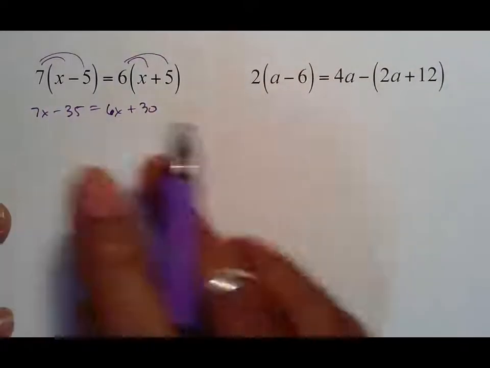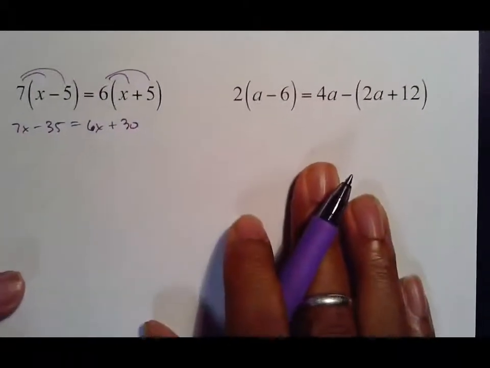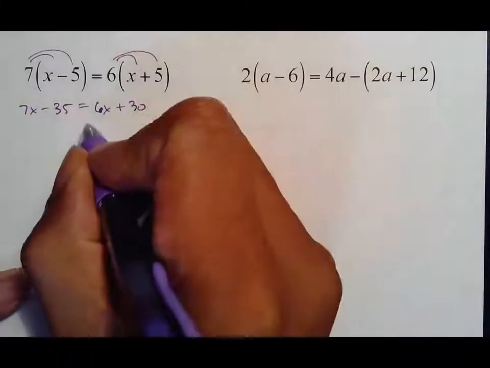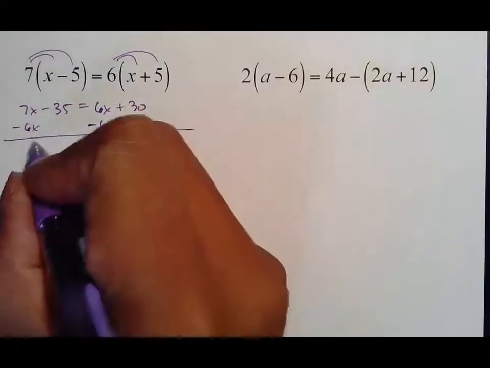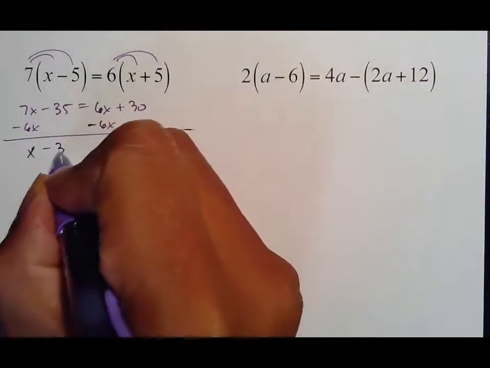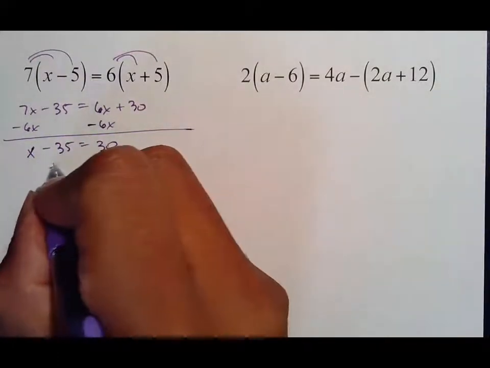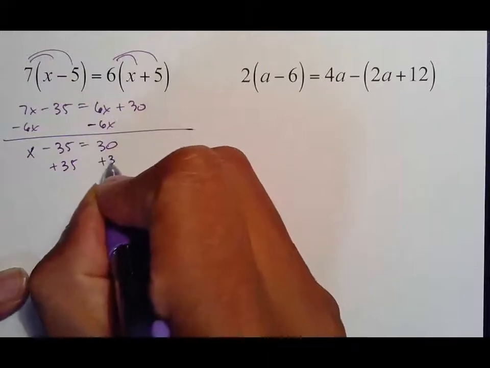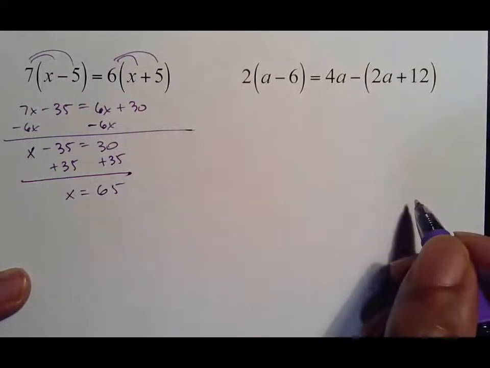And now notice it looks just like the problems that we have added in today. So once I've simplified it, now I go ahead and do my job. I move the smaller x over to the other side. I get 1x, which is just x because I don't put a 1 on it. That goes away, equals 30. I then move the 35 by adding it, getting x equals 65.